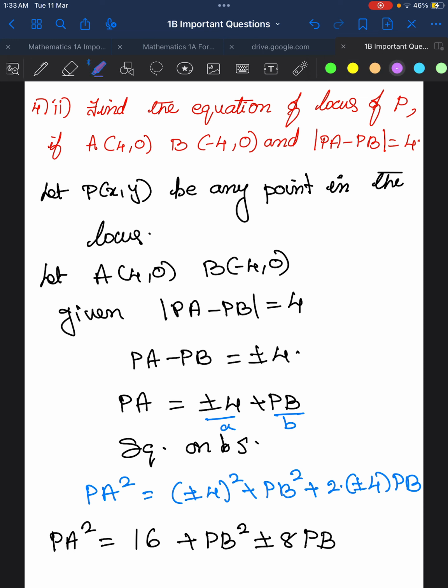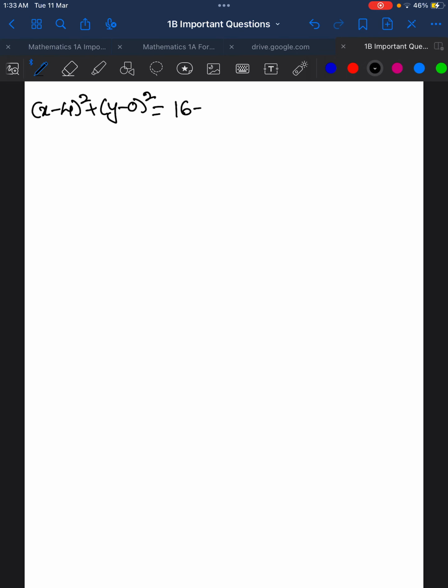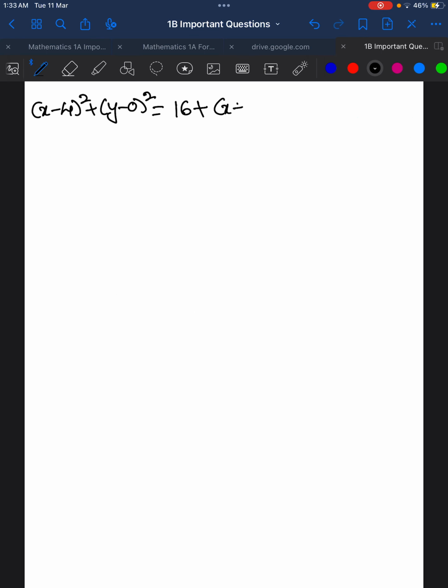Now I'll substitute the values of PA square and PB square. PA square means x minus 4 whole square plus y minus 0 whole square is equal to 16 plus PB square. See, what is P, what is B? x plus 4 whole square plus y minus 0 whole square.